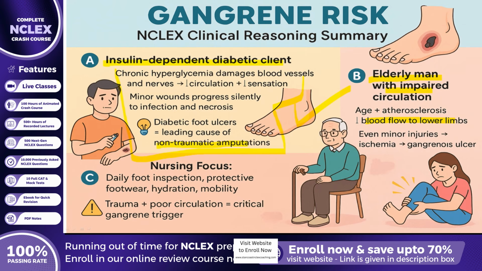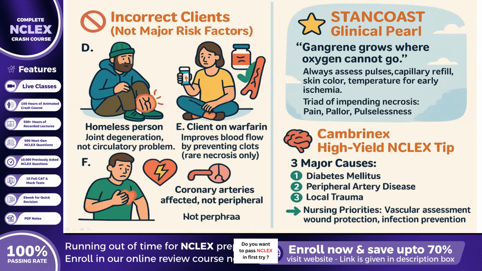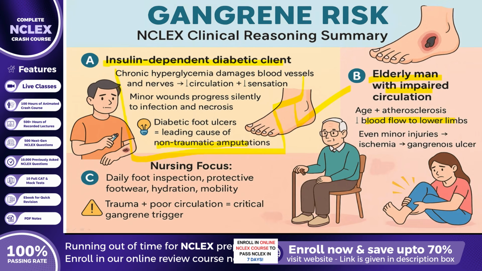Turning next to option C, the woman who sustained trauma to the toes, this too is correct. Any direct injury can disrupt local blood supply, triggering inflammation and tissue hypoxia. If the affected area cannot re-establish circulation, necrosis follows. Trauma-related gangrene is particularly dangerous in individuals with coexisting diabetes or peripheral vascular disease, as the healing potential is already compromised.